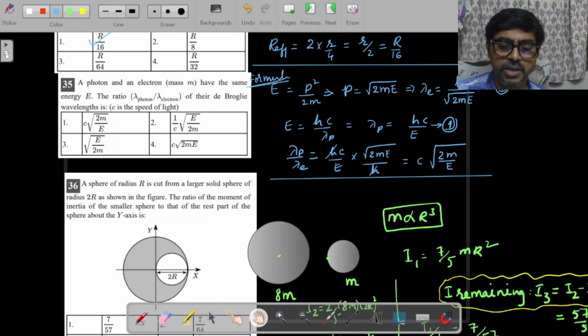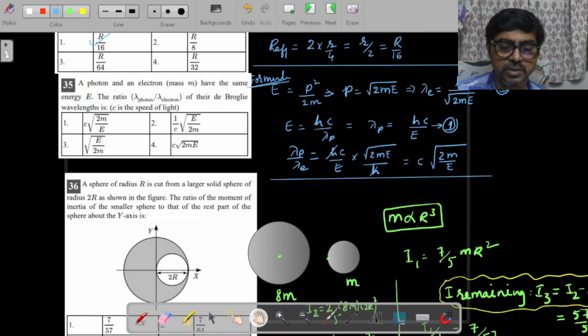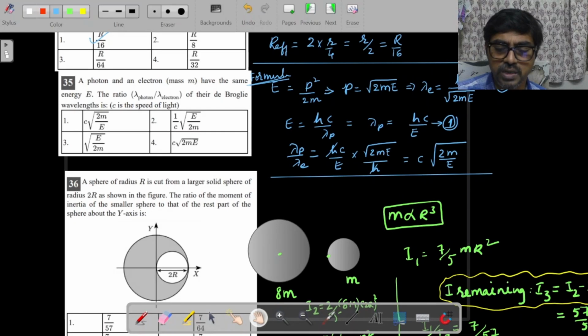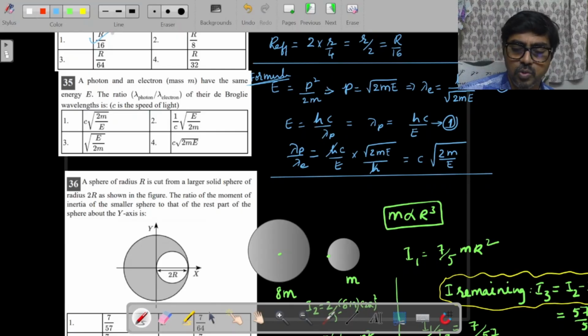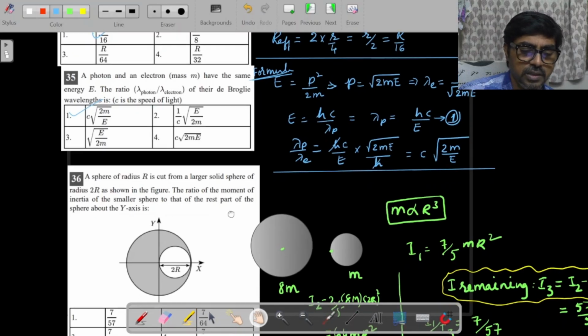Now we just take the ratio, lambda of the photon to lambda of the electron, meaning second equation to first equation. If I take the ratio hc by E divided by h by root over 2mE, h gets cancelled out, you will get c into E also, one E gets cancelled out, you will get 2m by E under root. So what is the answer to that? C root 2m by E, that is going to be the first option there. I think you understand that.